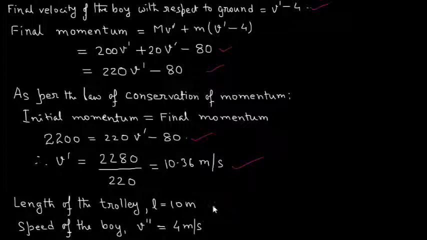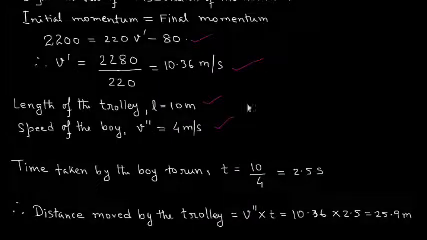Length of the trolley, L, is equal to 10 meter. Speed of the boy, v double dash, is equal to 4 meter per second. Time taken by the boy to run, t, is equal to 10 by 4, that is 2.5 seconds. Distance moved by the trolley is v dash multiplied by t, that is 10.36 multiplied by 2.5, that is 25.9 meter.